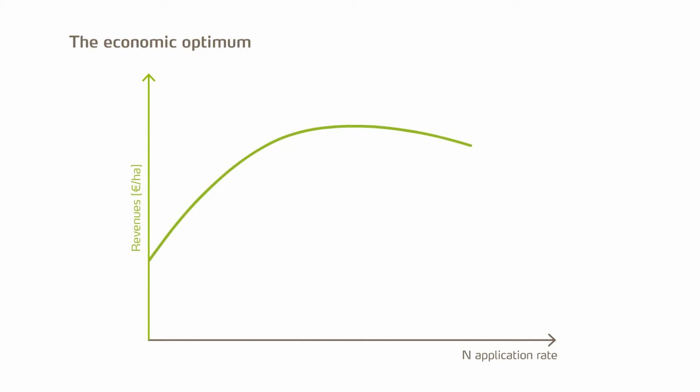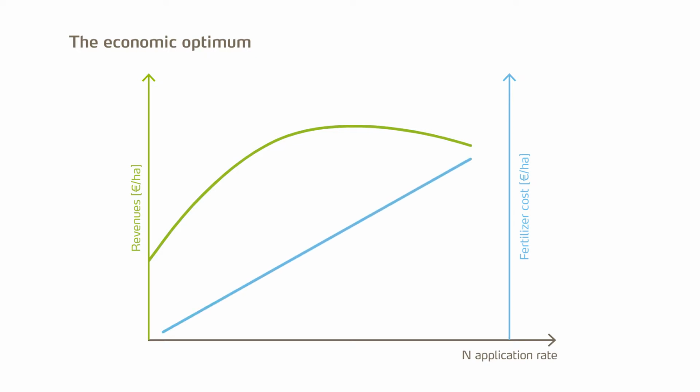The yield is now indicated in euros per hectare. Likewise, the cost of fertilizer is indicated in euros per hectare. The more fertilizer is applied, the higher the cost. With increasing N application rates, farmers generate additional returns as long as the additional revenue grows faster than the cost of applied nitrogen. In other words, maximum returns are obtained when the slopes of the green and blue curves are the same. This is called the economic optimum.